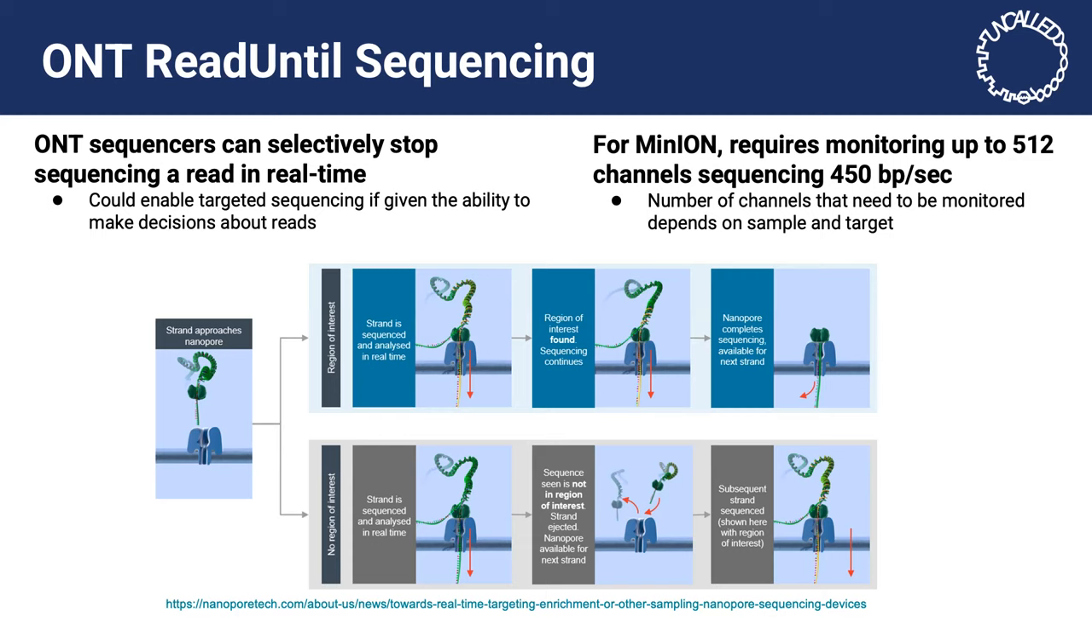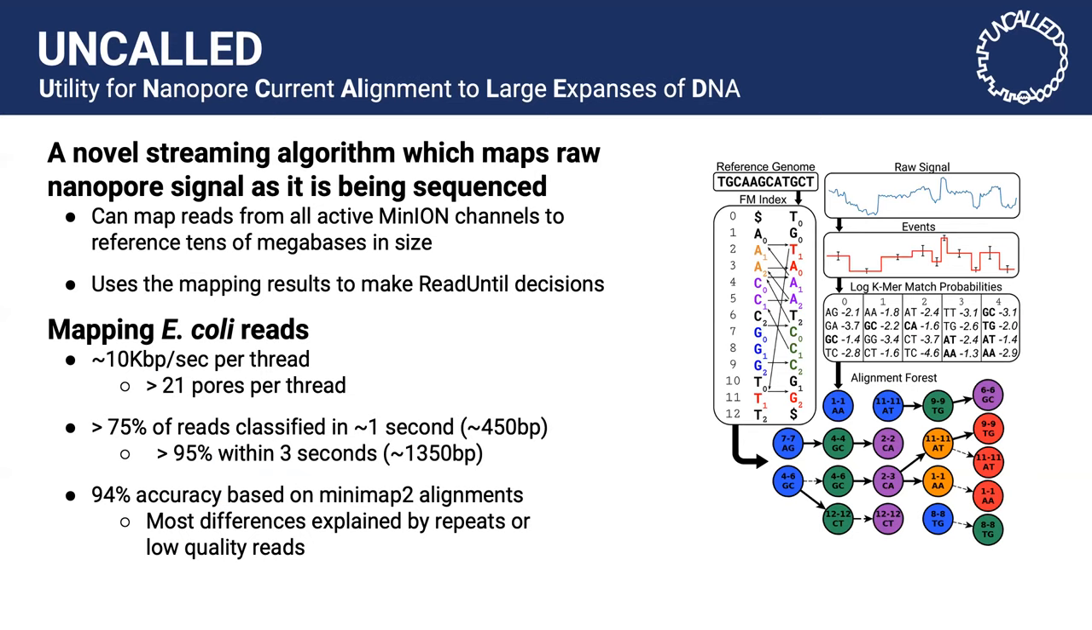Now the complexity for this is that the DNA passes through the pore at about 450 nucleotides per second. An instrument like this has capacity for 512 simultaneous measurements all at the same time. So this is quite a lot of data that you need to process in real time to decide if this is a molecule that I'm interested in or not. So what my lab has done is we have developed an algorithm that we call UNCALLED that can make these decisions for you in real time.